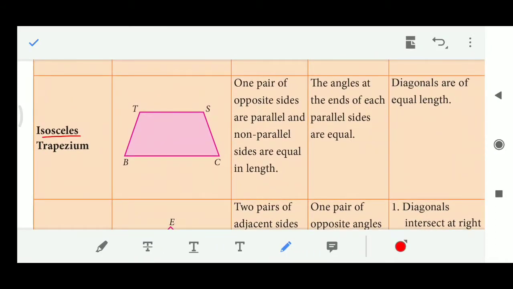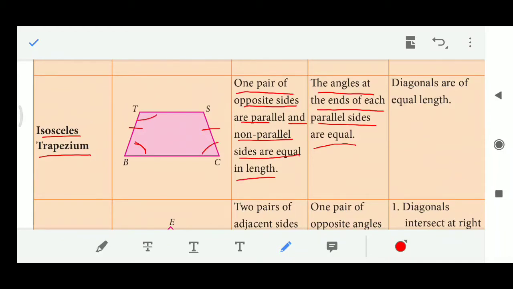Next, isosceles trapezium. Here one pair of opposite sides are parallel and the non-parallel sides are equal in length. That means TB and SC are equal in length. The angles at the ends of each parallel side are equal, that is angle T and S are equal, angle B and C are equal. Next, the diagonals are of equal length. Here if you draw the diagonals, both the diagonals are equal in length.